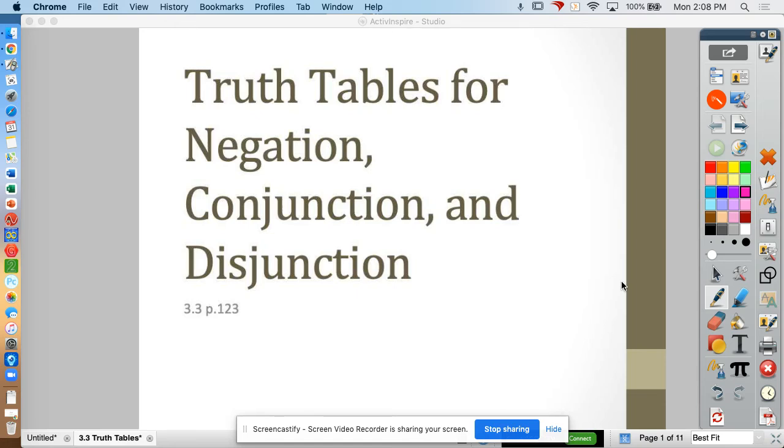Hey guys, welcome back. We are starting lesson 3.3 in the book that starts on page 123. We're going to go through the truth tables this time.